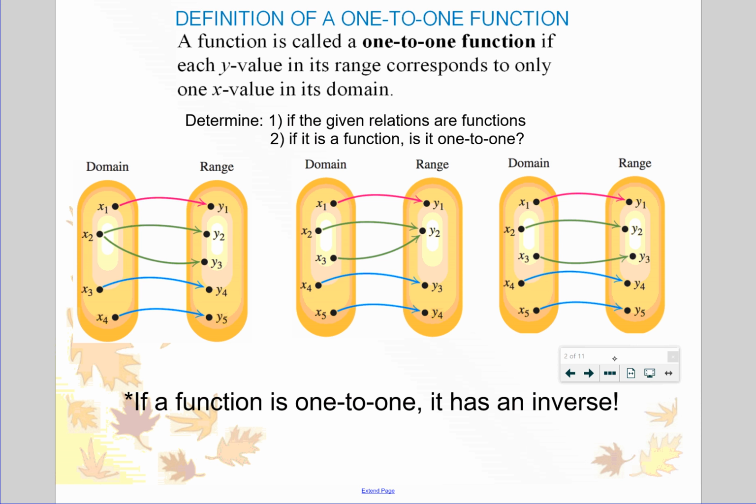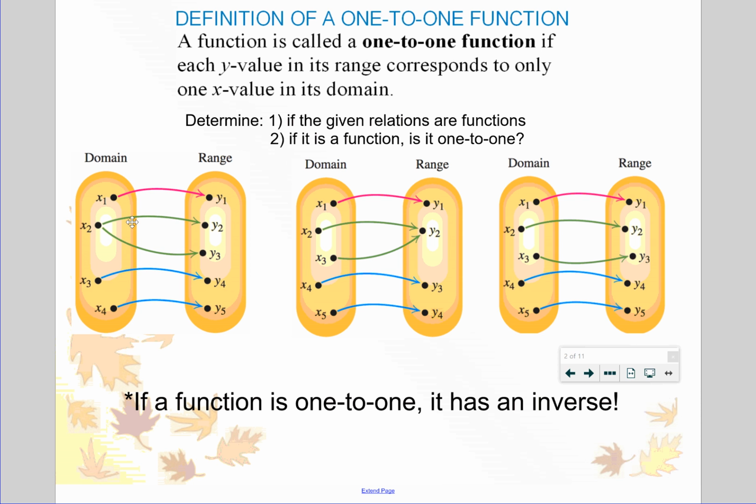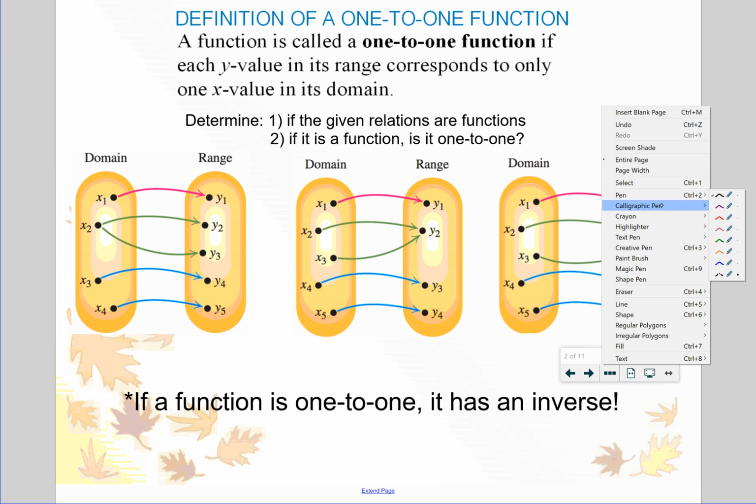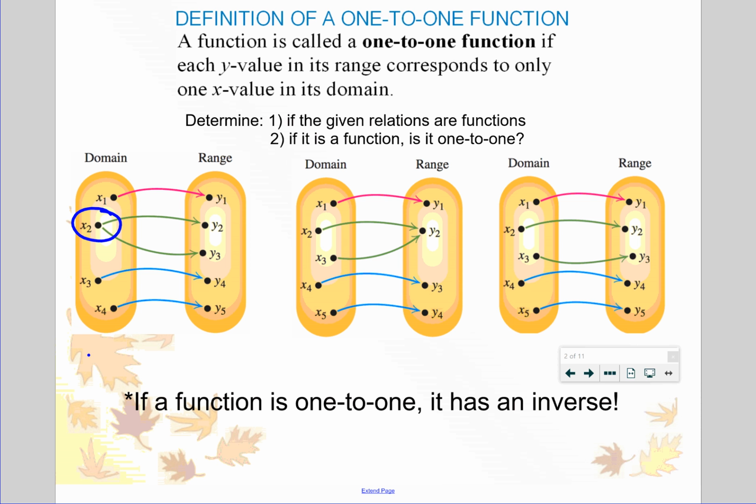So in this first correspondence diagram, does each x have one y? It does not. Where's the problem? X equals 2 there, yeah. Because each x does not have one y, it's not even a function. If I graph this, it would not pass the vertical line test, so it definitely is not going to be one-to-one.